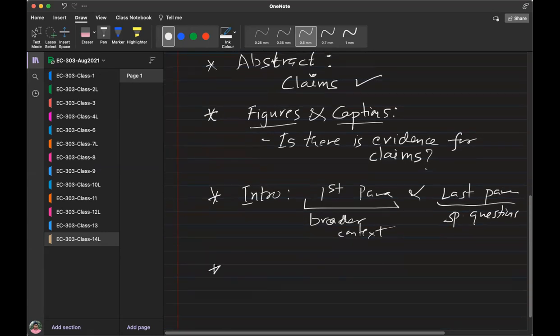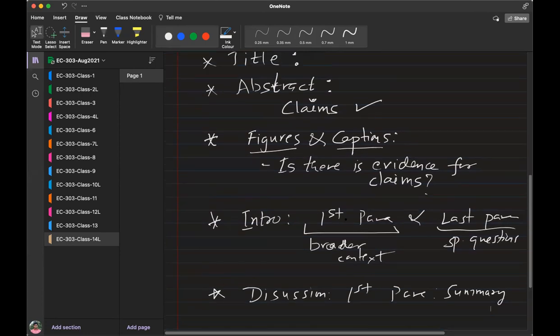And then you go to the discussion section. The first paragraph will give you a summary again of the results in the context of broader stuff. Okay, this is just skimming in this specific order. By then you might be reasonably convinced about the paper.